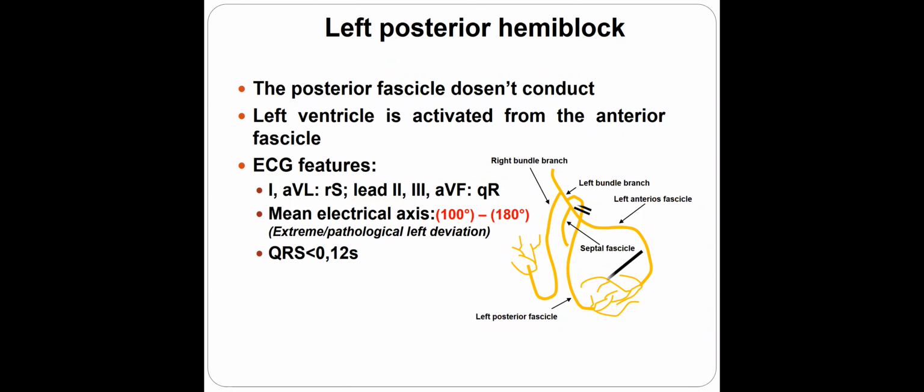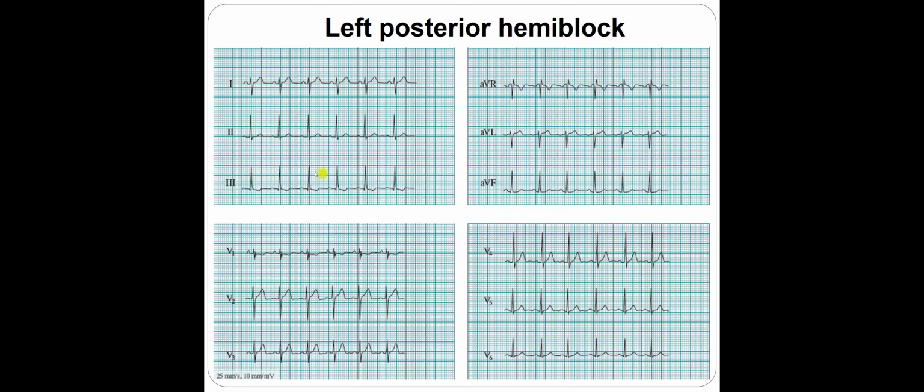The posterior hemi block is exactly the opposite. We have an extreme right deviation. Okay, good. Look at this one, the axis, everything is identical. The QRS complex is narrow. Lead 1 is negative, aVF is positive, so we are in the right lower quadrant. That can be a posterior hemi block, period. So based on the axis, we can diagnose anterior and posterior hemi block. This is why we calculate the main electrical axis for the diagnostic process.